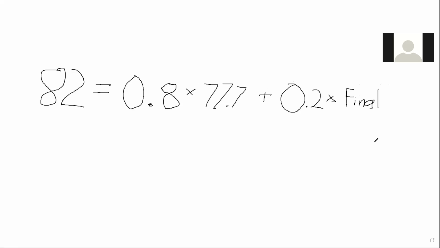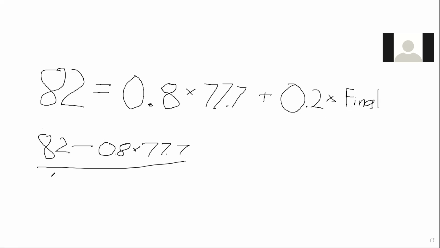Okay, there's an equation, algebra. So in order to get an 82, you've already got 80% of your grade determined by 70%, and you need that. So let's do a little algebra here. We go 82 minus 0.8 times 77.7, all divided by 0.2 equals what you have to get on the final, right? Like the algebra?